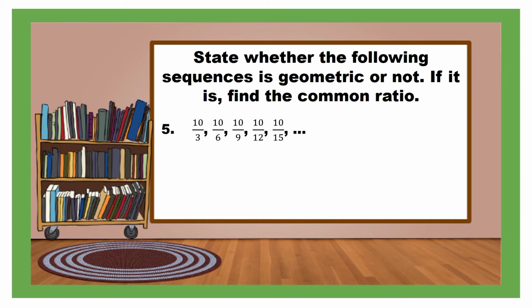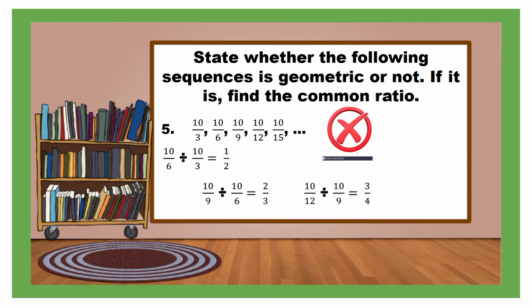Number 5. 10 over 3, 10 over 6, 10 over 9, 10 over 12, and 10 over 15. It is not a geometric sequence. It doesn't have a common ratio.